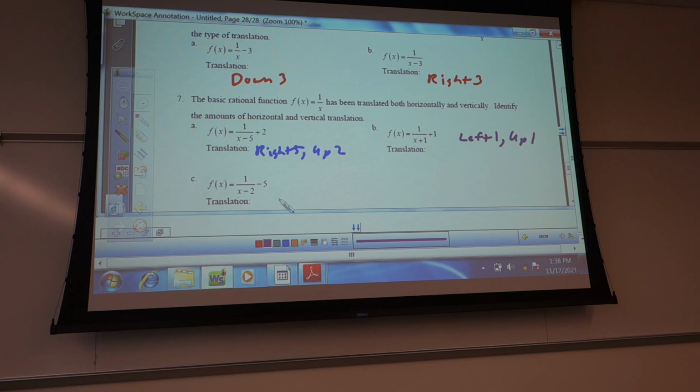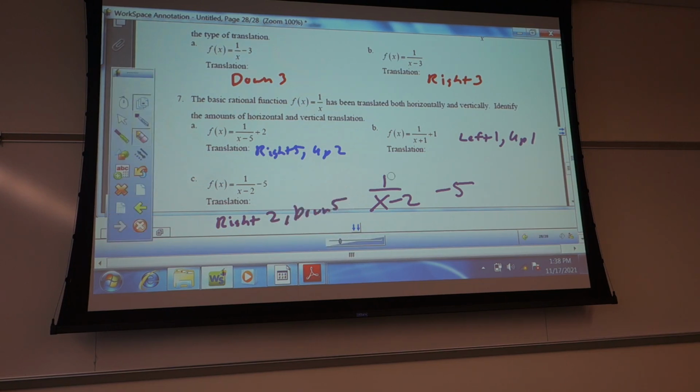Okay, and then Shania, the last one, 7C? Minus 2. So it's on the bottom, it's 1 over x minus 2, minus 5 on the outside. So what is that? It's to the right 2, down 5. Good. All right, next.